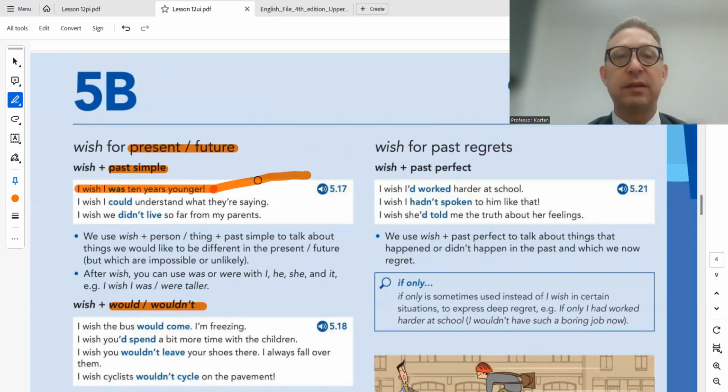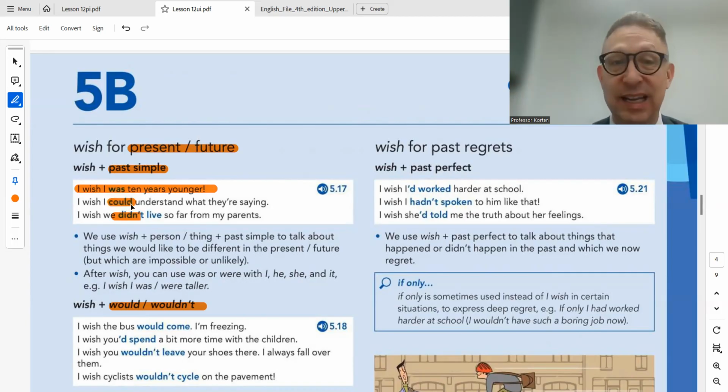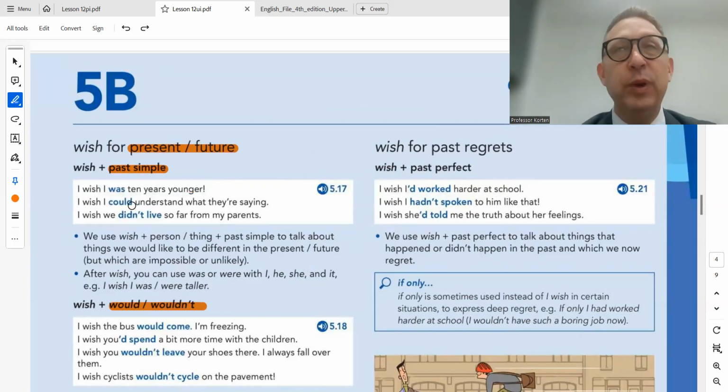Here we have it. We have here, I wish we didn't live so far from my parents. I will change that sentence and change it until you get comfortable. Notice this is the negative. Did is the past, but it's negative. Didn't live. Could is the past tense of can. So these are all simple past. Now, we just change the sentence, use it in your own life until you get comfortable.